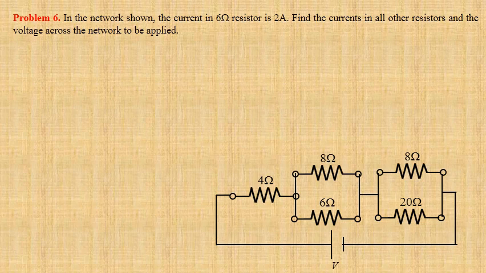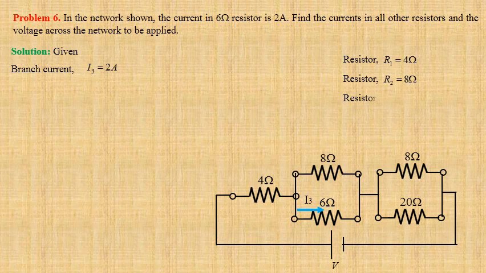In the network shown, the current in 6 ohm resistor is 2 ampere. We have to determine the currents flowing in all other resistors and the voltage across the network to be applied. Let us first write down the given data. Branch current I3 equals 2 ampere. Let the resistor R1 be 4 ohm, resistor R2 be 8 ohm, resistor R3 be 6 ohm, resistor R4 be 8 ohm and resistor R5 be 20 ohm.